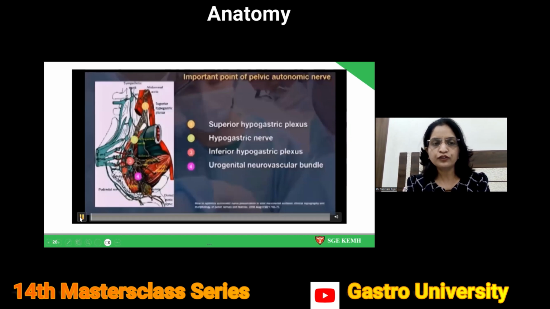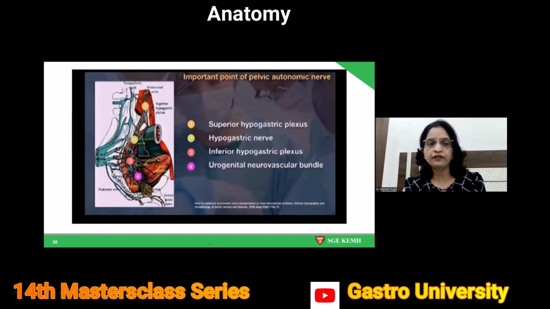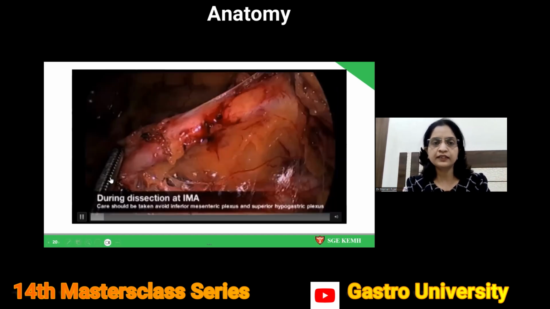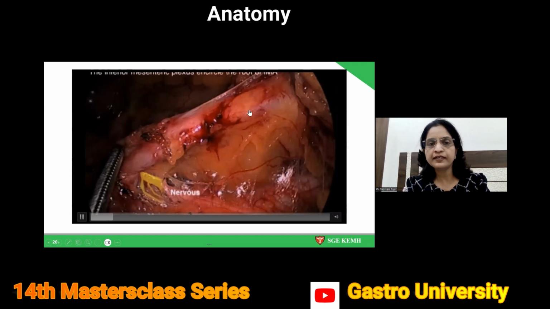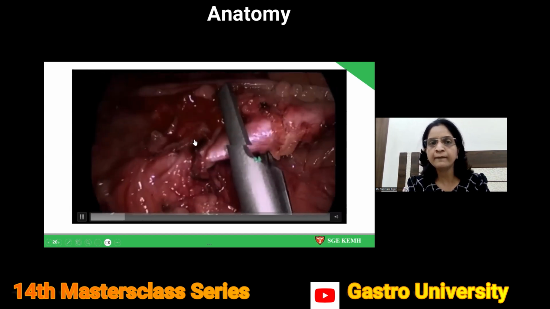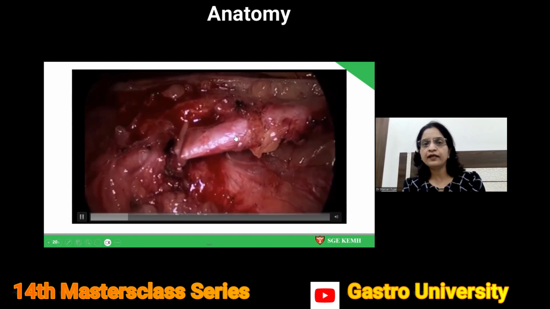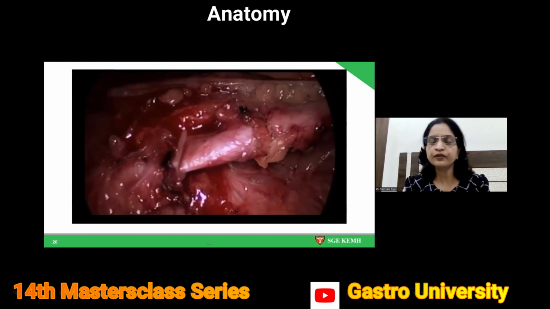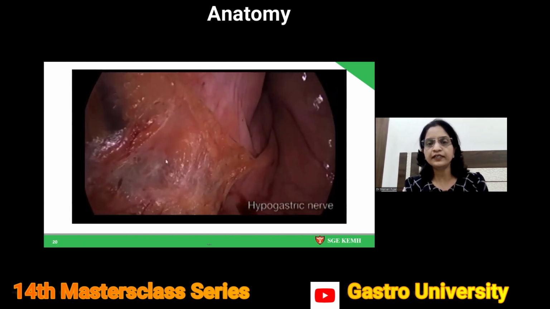I would like to show the same in this small video. I'm sure it will also be talked about during the surgical session tomorrow. But this is during the dissection of the aorta, this IMA is lifted up, laparoscopic LAR is being done, and this is the nerve plexus, superior hypogastric nerve plexus lying on the aorta, and so the IMA is divided approximately 1.5 to 2 centimeters beyond its origin.